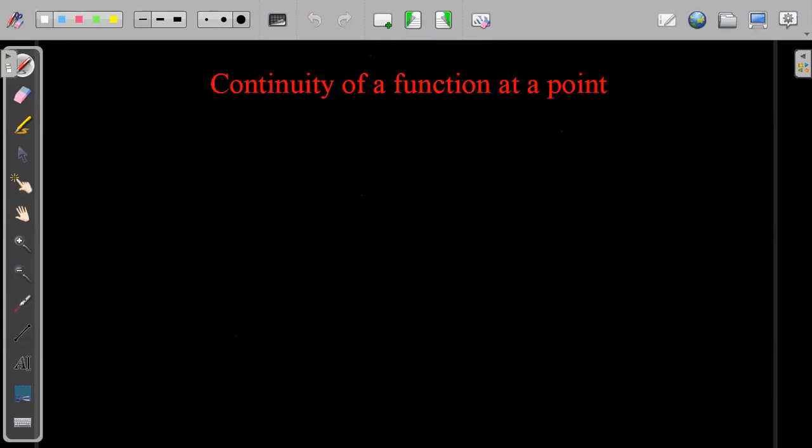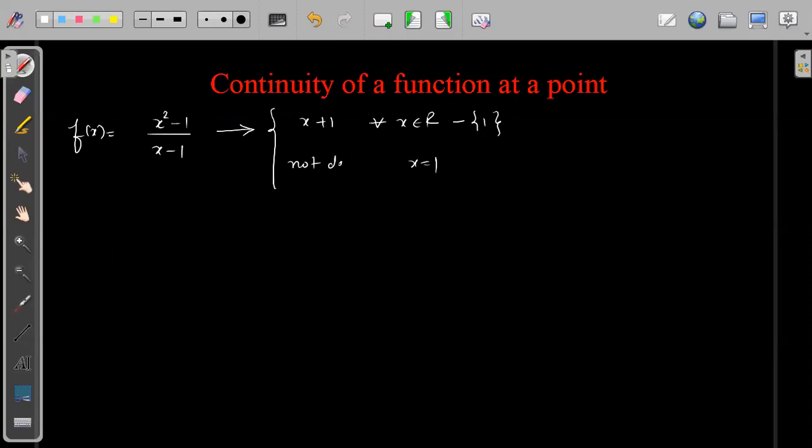In the previous case, what I was doing is I have written f of x is equal to, suppose I'm giving the same example, x square minus 1 upon x minus 1, right? So this function will be equal to x plus 1 for all x belonging to real minus 1. Only this function will be not defined at x equal to 1. Everybody understood what I have written?